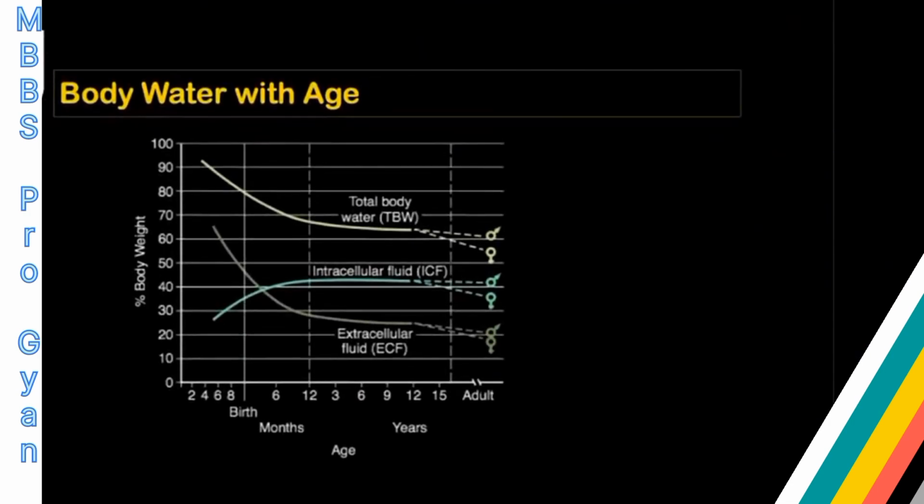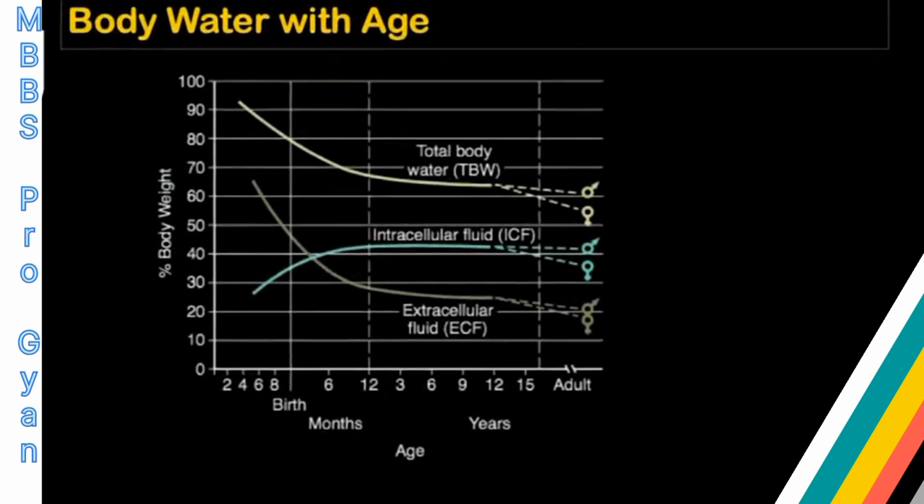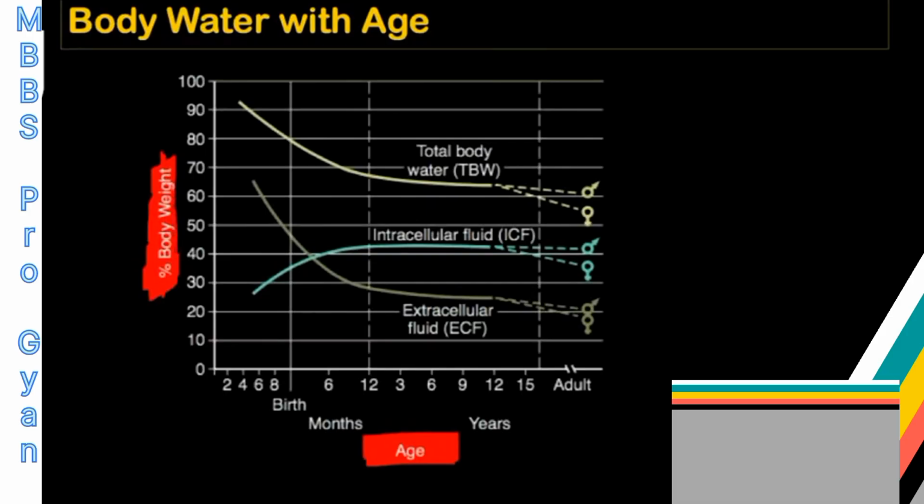Now we will move on to the next topic, that is body water changes along with age, right? So first look at this graph. Whenever you look at a graph, first try to identify what the x-axis and the y-axis are. You can find here that the x-axis is the age and the y-axis is the body water according to the percentage of body weight. Different types of body water according to the percentage of body weight, right?